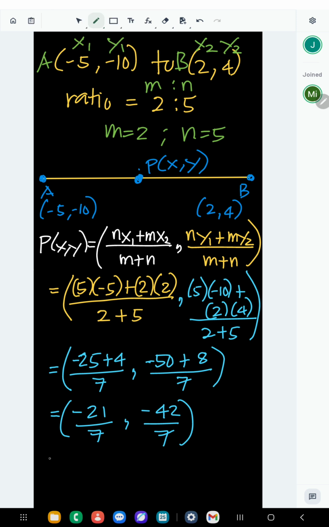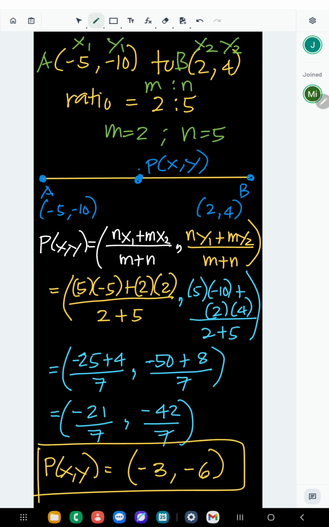Then therefore the point that partitions the segment in the ratio 2:5 is just -21 over 7 is -3, then negative 42 over 7 is negative 6. So this is the point. Negative 3, negative 6. Is it the same in your answer key? Alright. Yeah.